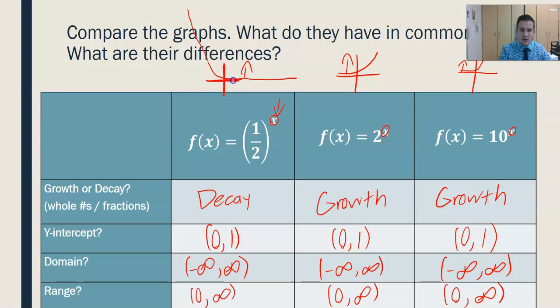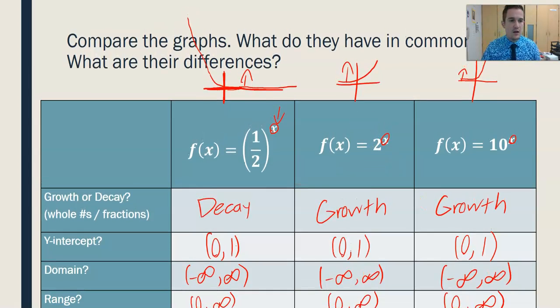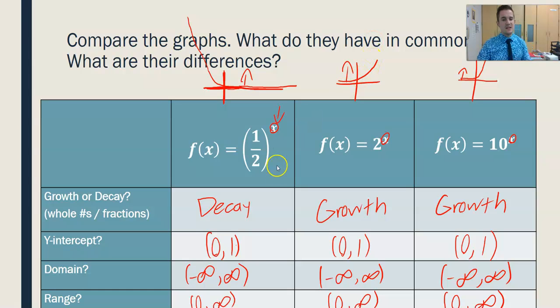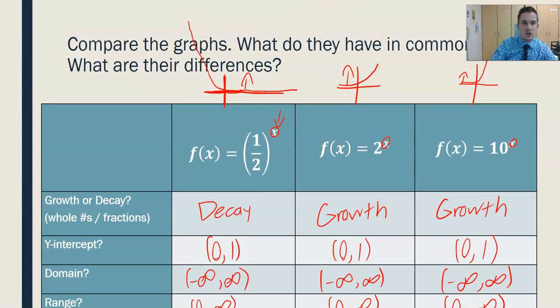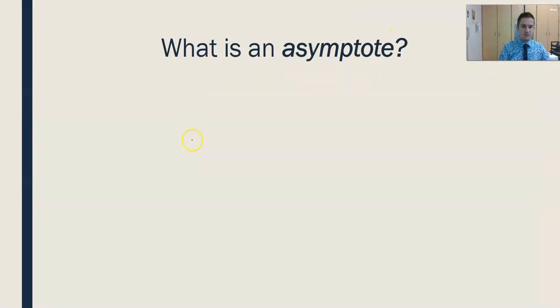And we're going to talk in just a second about what I call this situation where the graph gets really close to the x-axis but never touches. But those are some of the common characteristics of these different graphs. The range is always the same, the domain is always the same, the y-intercept is always the same, and then you can determine from the function if it is a growth or decay function.